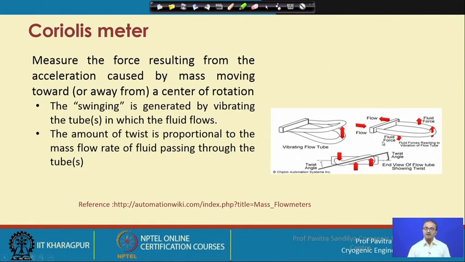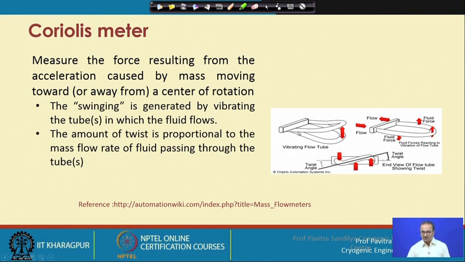Here we see in the figure how this works. If there is some kind of fluid flow, we measure the force resulting from the acceleration caused by the mass moving toward or away from a center of rotation, as I explained a while back. There is this pipeline through which the flow is taking place, and this particular element of pipeline is given this kind of a motion. This motion will cause a twist in the pipeline.